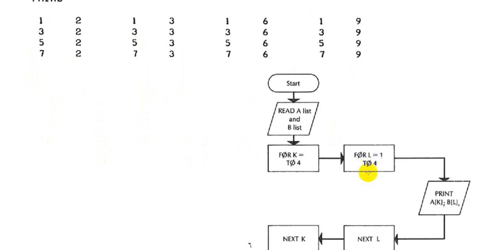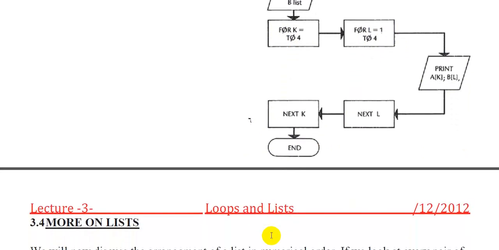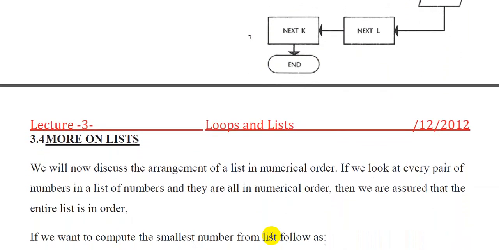The flowchart will be as follows. Start, read A list and B list. For K equals 1 to 4, and for L equals 1 to 4, print AK, BL. Go to next L and next K, repeating in the same manner. Finalize, illustrated by the end ellipse as indicated right before you.